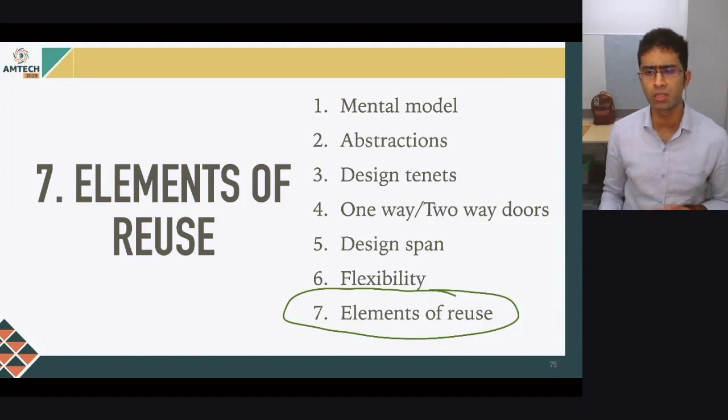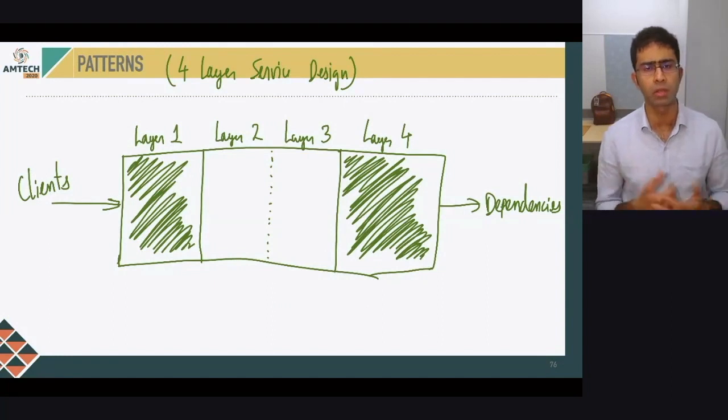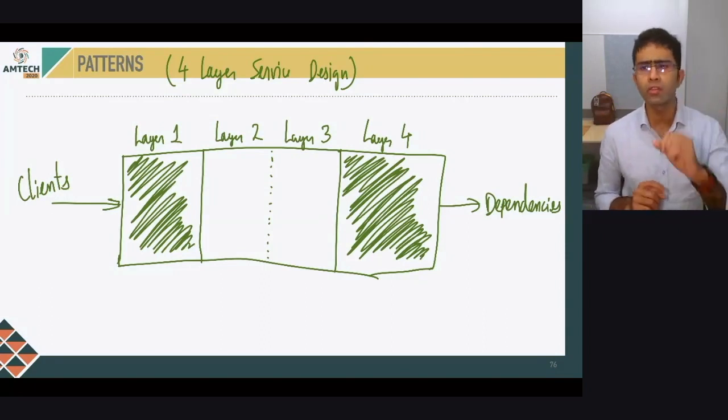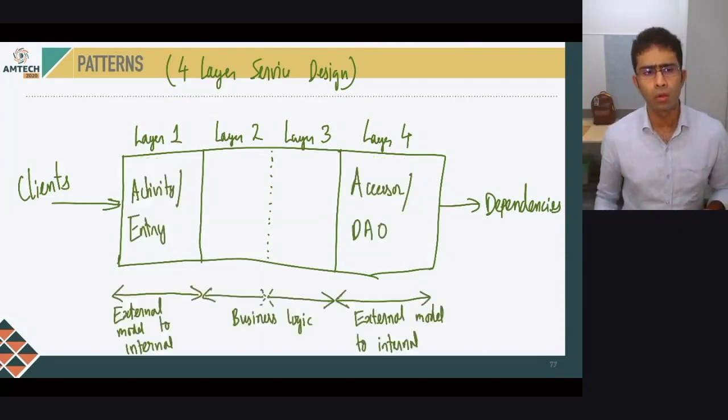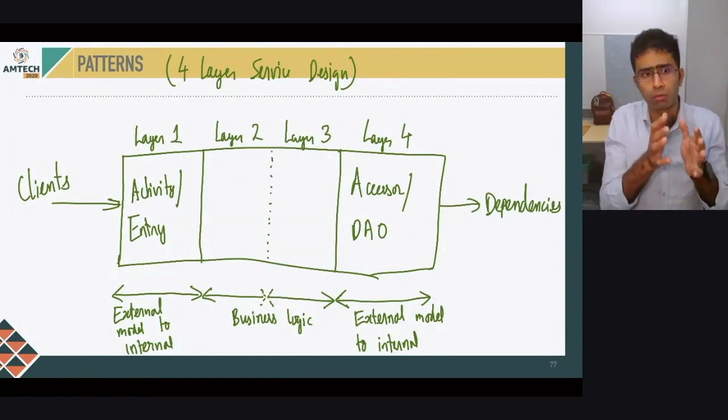Architecturally, especially with high-level design and service design, this is a typical pattern that you follow when you design a microservice. It's a four-layer service design. The clients talk to layer 1, and communication with the dependencies happens through layer 4. Layer 2 and layer 3 are used to implement your business logic. Why do you do this? Layer 1 exposes an external model that your clients can use, and that external model is translated to an internal model at the boundary of layer 1. So now layer 2 and layer 3 operate with the internal model.